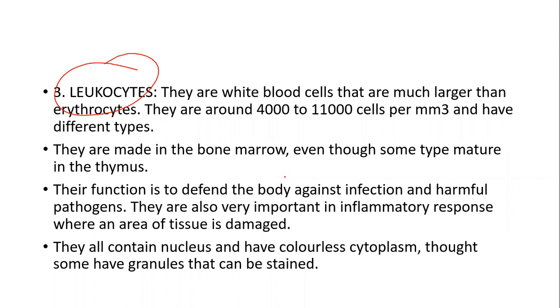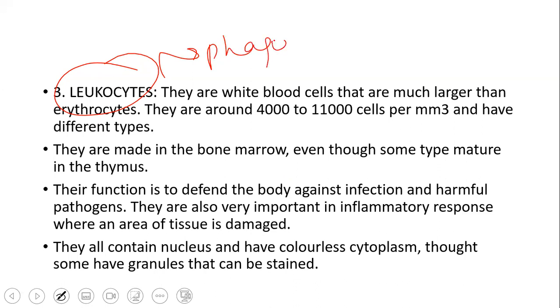So let's first of all go over a little bit about the types of leukocytes. When you talk about leukocytes, we have two types. We have what we call phagocytes, and we have what we call lymphocytes. In phagocytes, we have different types. We have macrophages, we have neutrophils, we have eosinophils.